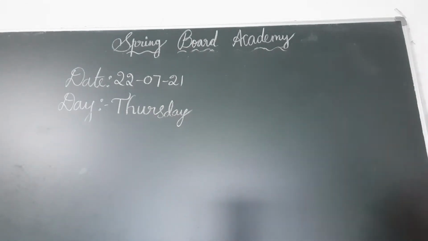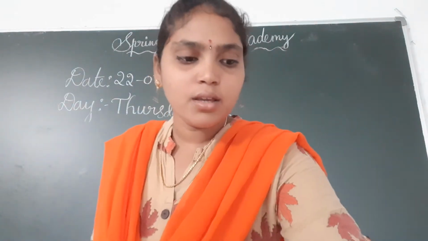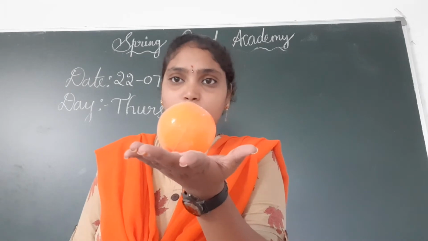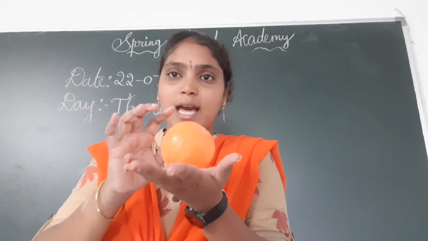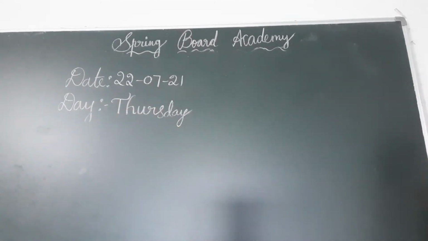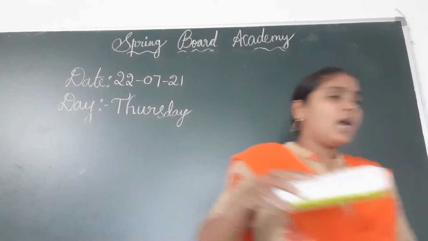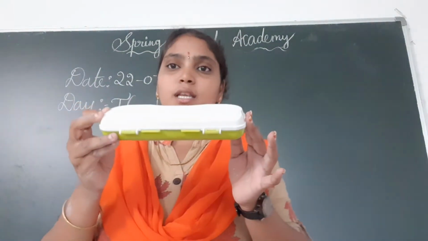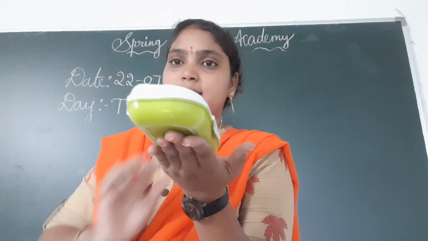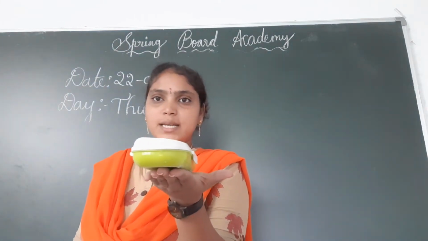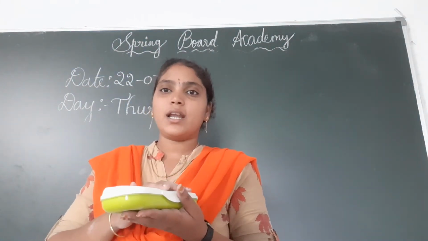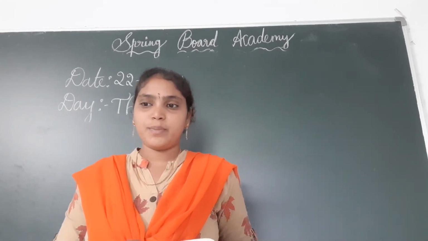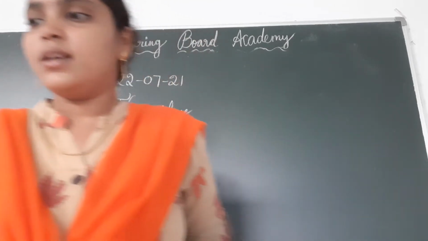For example, this is a ball, children. Is this occupying some space? Yes, this is occupying some space, so we call this a solid shape. And if you place a pencil box on the bench, it occupies some space. Is this occupying some space, children? Yes, these are all called solid shapes. The objects that occupy some space, we call solid shapes.